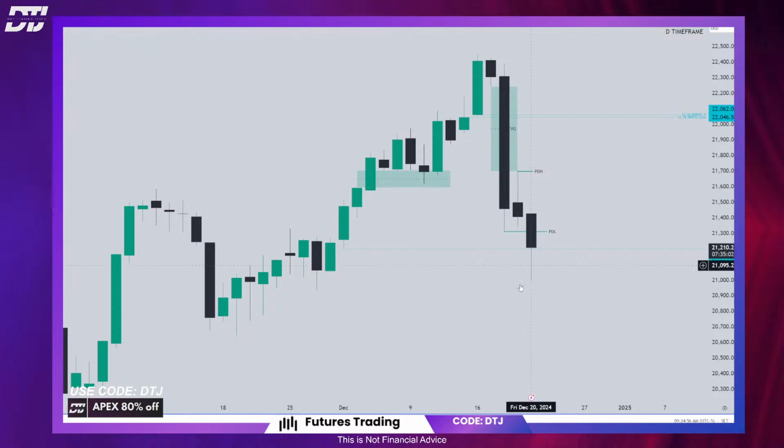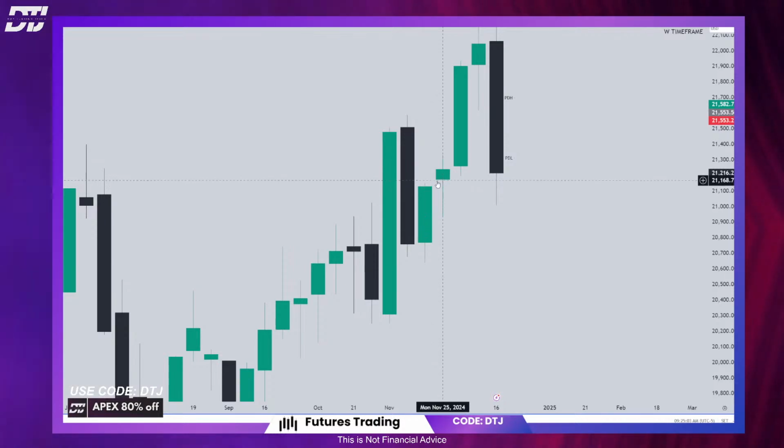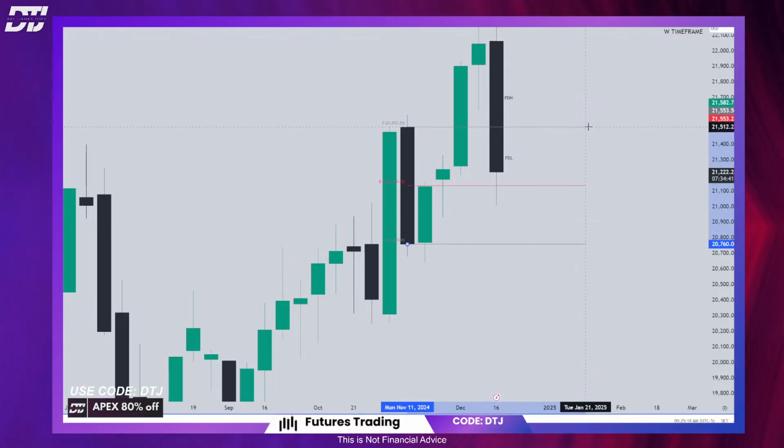So here's the daily time frame. I want to jump up slightly to the weekly time frame. Look what we've reached for. We've reached for this volume imbalance and this volume imbalance. And now we're sitting right in between both of those volume imbalances on the weekly time frame. That kind of was my interest level for downside.